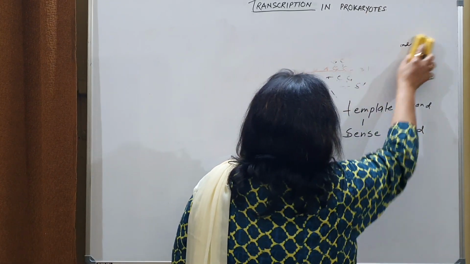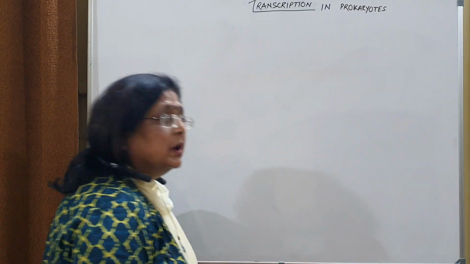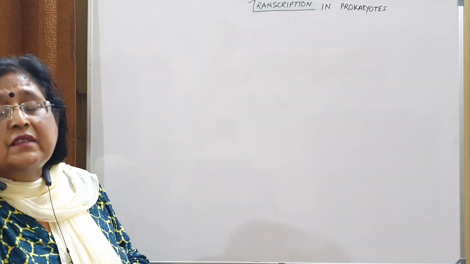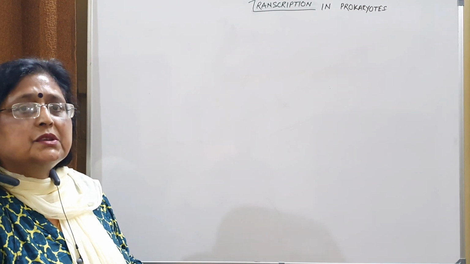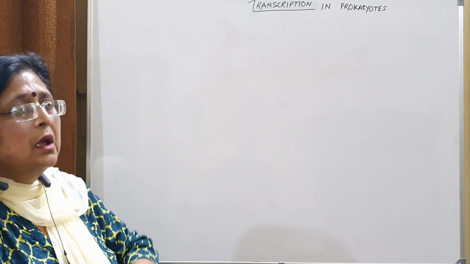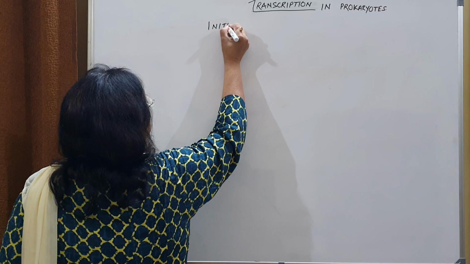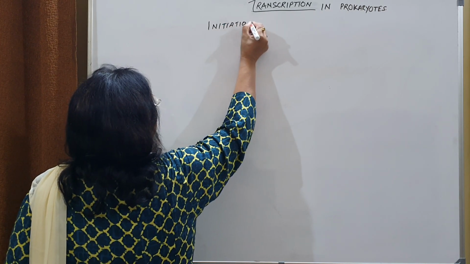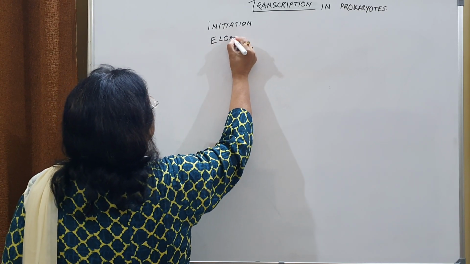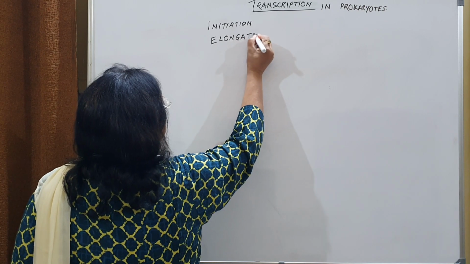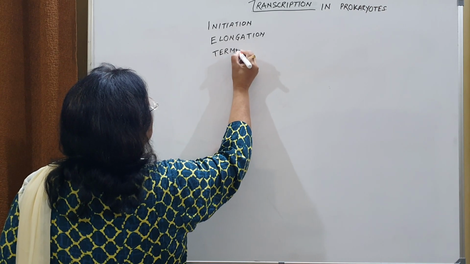Now the nucleotide triphosphate is present in the cytoplasm. The entire process of transcription completes in 3 stages. The first stage is the initiation, second is the elongation, and third is the termination. First is known as initiation. Second, it is known as elongation, and the last is known as termination.